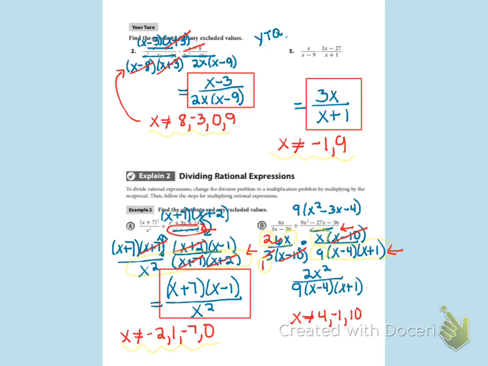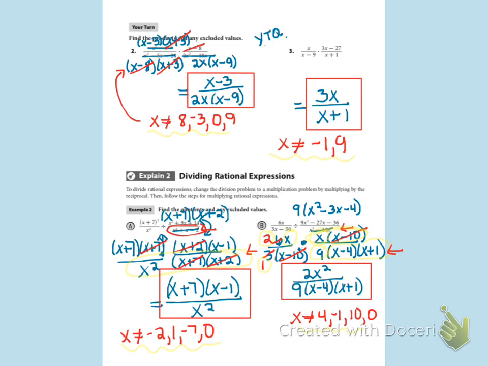But then when I go back to the original, I know that that factored form, which is now right here on this numerator, is what would make it 0. That would be the 10, which I already have listed, and then another value of 0. So this time it has, again, 4 excluded values, 4, -1, 10, and 0, and my final quotient is 2x squared over 9 times x minus 4 times x plus 1.